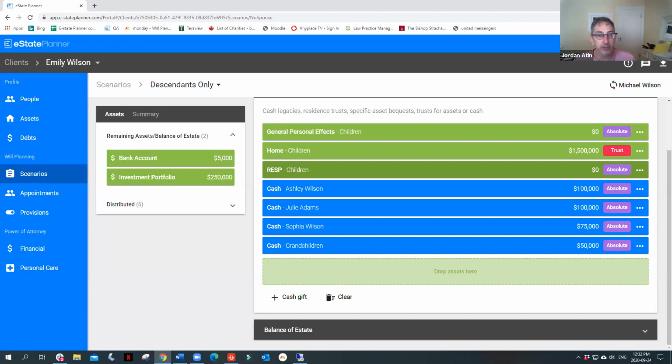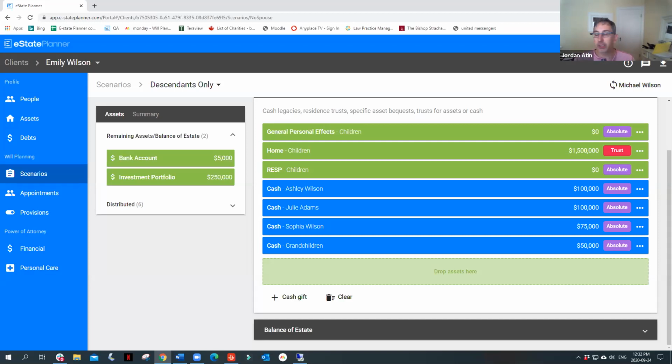So today what we're going to talk about is abatement and the idea of what happens if there's a whole bunch of cash legacies and not enough money to pay them all in full. So that's the concept of abatement. Abatement are the set of rules that we have to tell administrators of estates what's going to happen if there's not enough money left over.